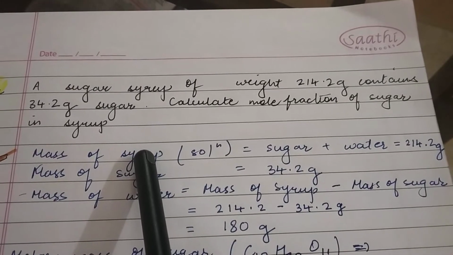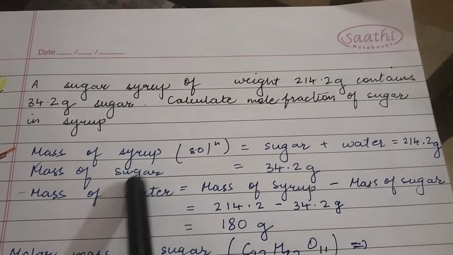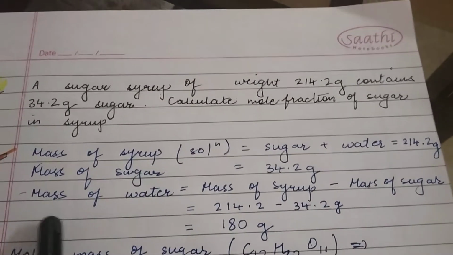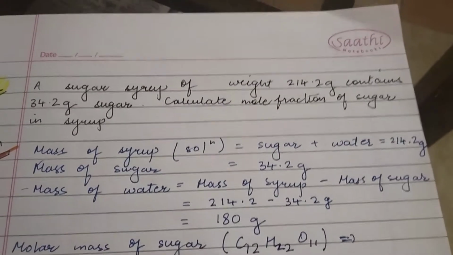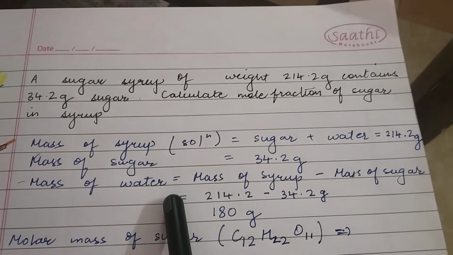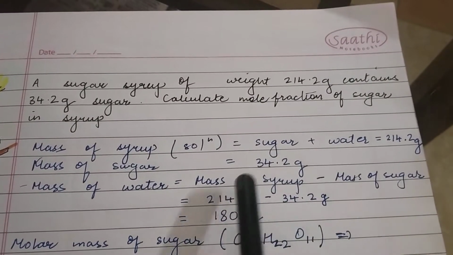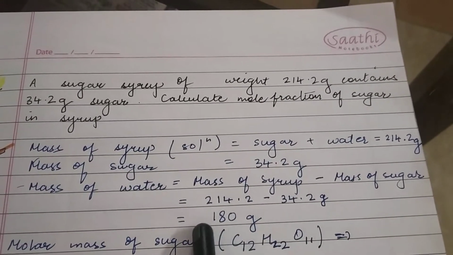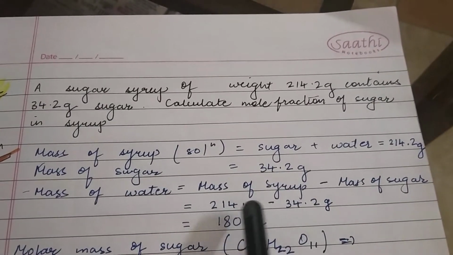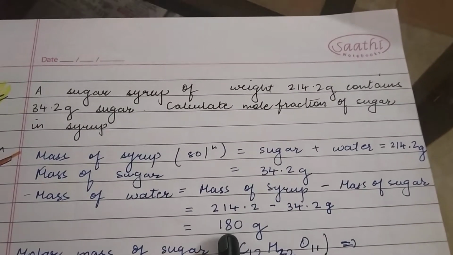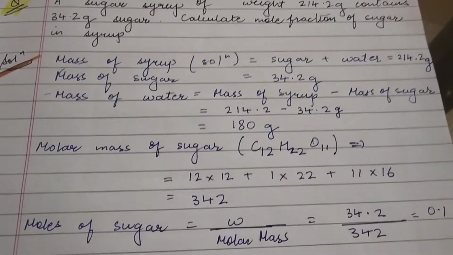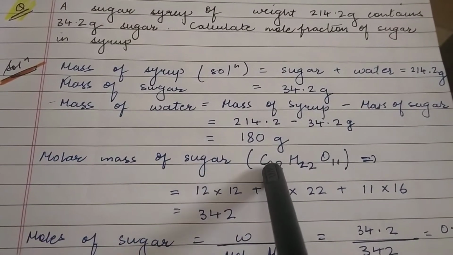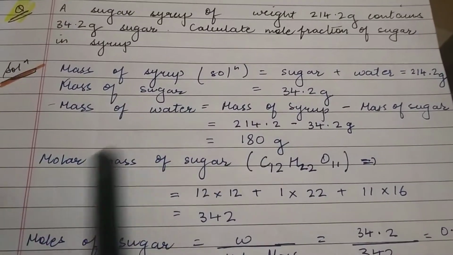Now we know the mass of the solution, that is the syrup, and we know the mass of the sugar. We know the total mass of sugar and water, and we know the mass of sugar. Can we not calculate the mass of water? We can. We find the mass of water by subtracting the mass of sugar from the mass of syrup. That is 214.2 minus 34.2, which is equal to 180 grams. So this sugar syrup contains 180 grams of water.